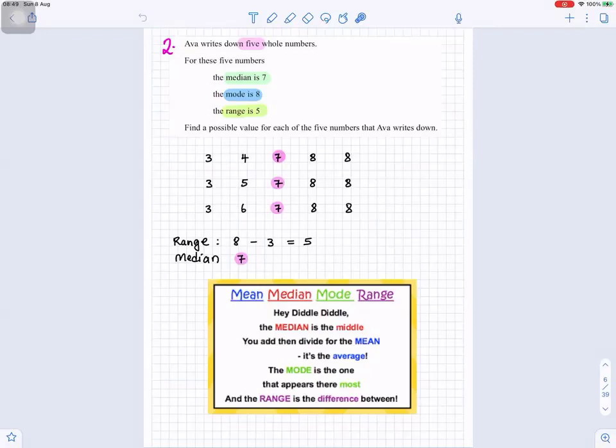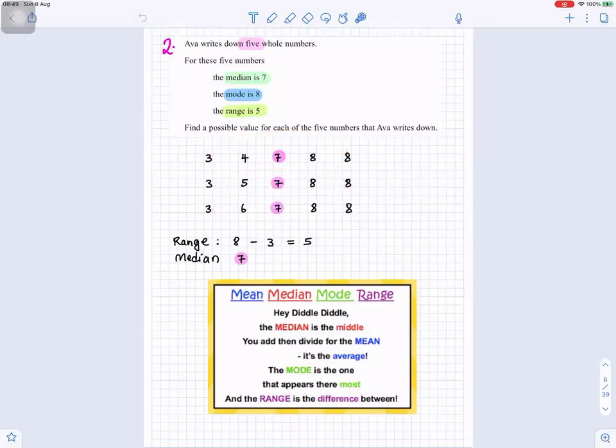So the numbers could be, you want the median to be 7, so the middle number is 7. The mode, the most common, is 8, so there are 2 of them which are 8. The range is 5. 8 minus 3 is 5. So you can choose one of those.